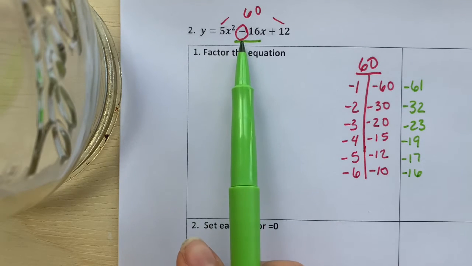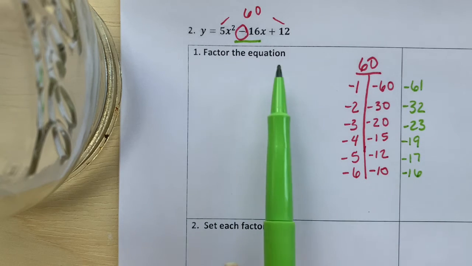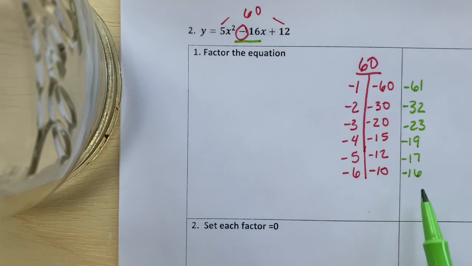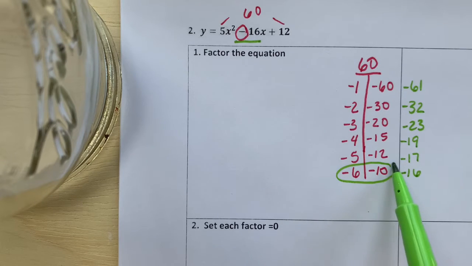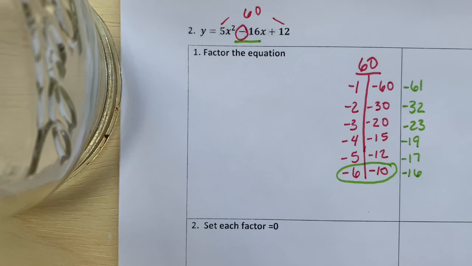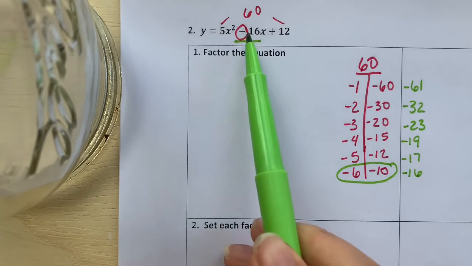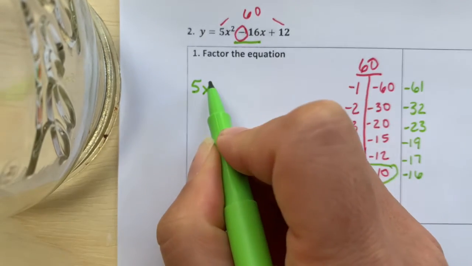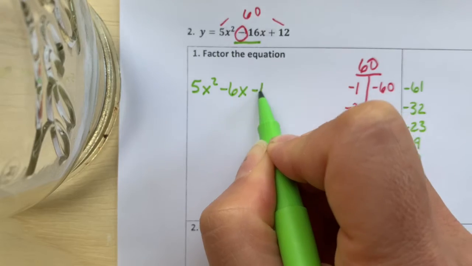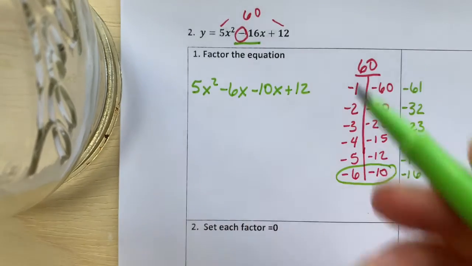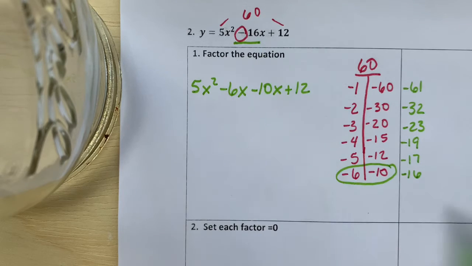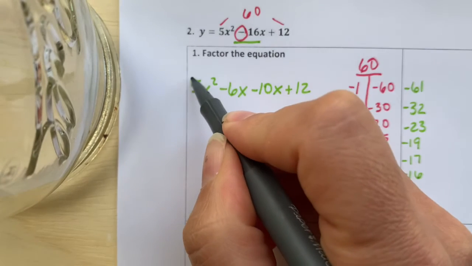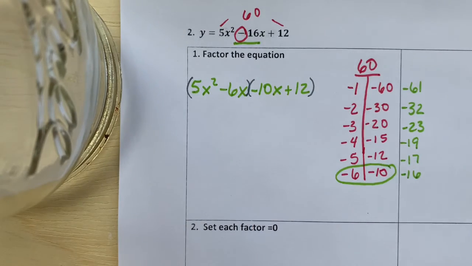So since I'm looking for the numbers that add to a negative 16, I look over here to see what they add to. And I can see that negative 6 plus negative 10 is equal to a negative 16. So I'm going to replace negative 16 with negative 6x and negative 10x. So I will have negative 5x squared minus 6x minus 10x plus 12. Negative 6x plus a negative 10x is equal to a negative 16x. We haven't changed the equation. We've just made it so that it's something we can work with. Now that it's four terms, let's factor by grouping.